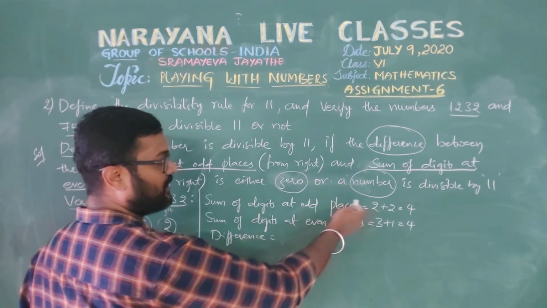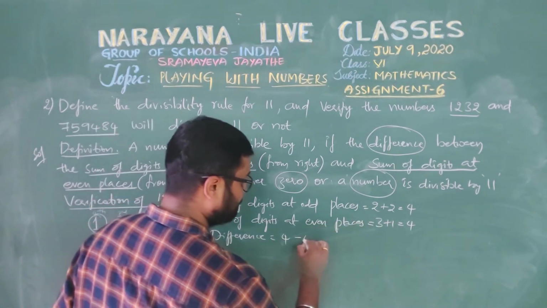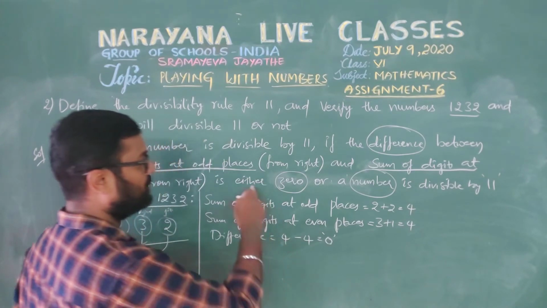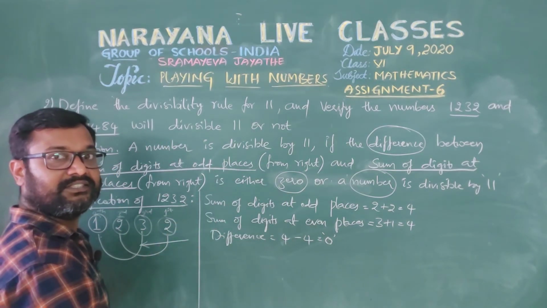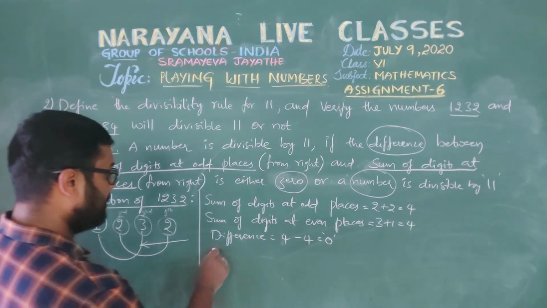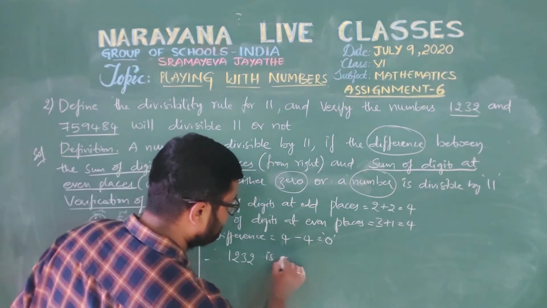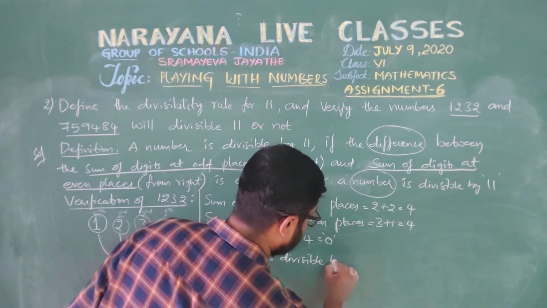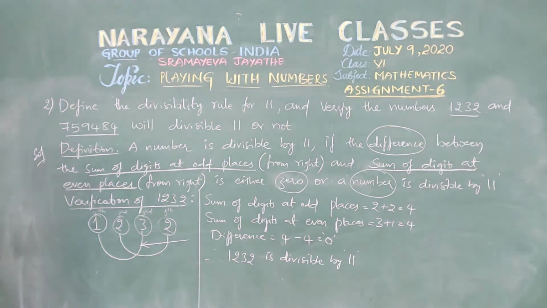Sum of digits at odd places is 4 minus sum of digits at even places is 4. That is nothing but 0. Isn't it? So if the difference is 0, it means it is divisible by 11, isn't it? So it is satisfying the rule. So therefore 1232 is divisible by 11.